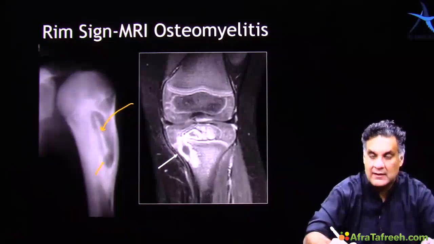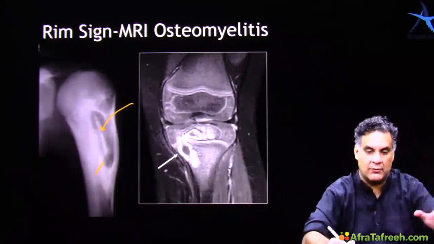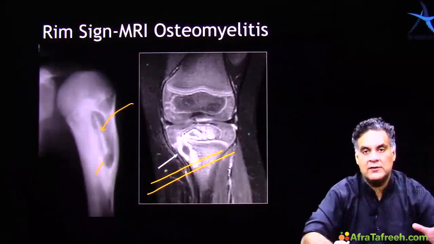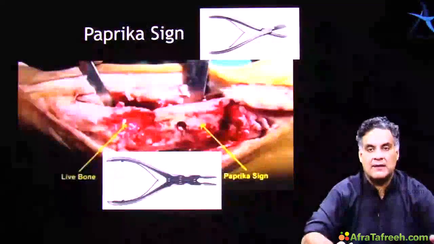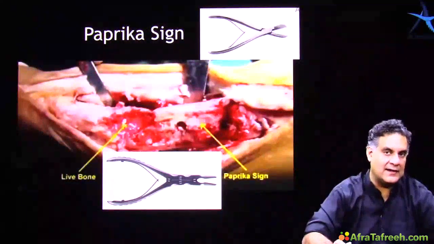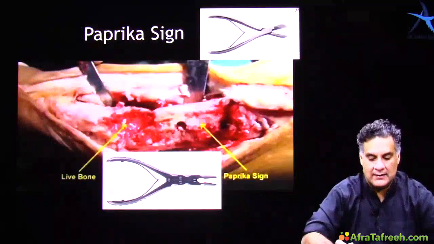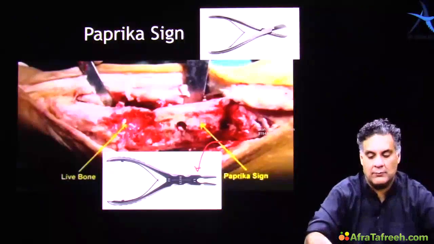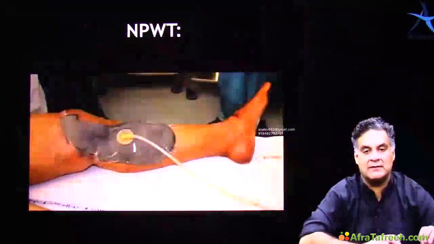And this surrounding live bone, or involucrum, creates a rim around the bone called the rim sign. And when you want to remove the dead bone, there will be a point where the bleeding starts, and that's called the paprika sign. And the instruments shown here, you can see the bone nibbler and a bone cutter, and bone nibbler has been asked multiple times in the exams.